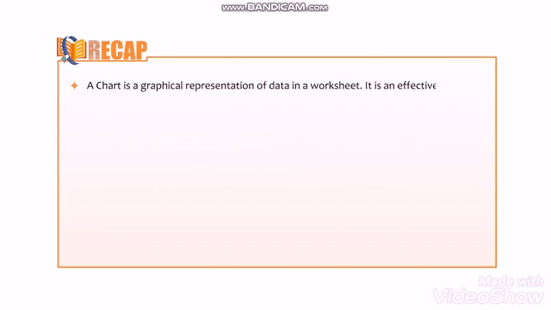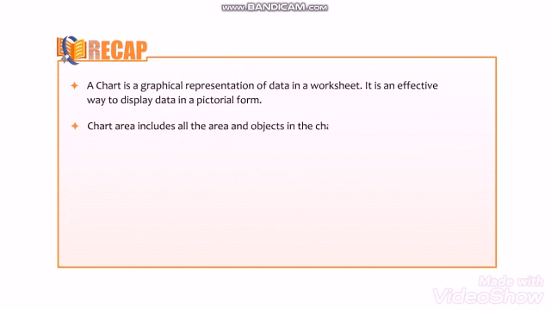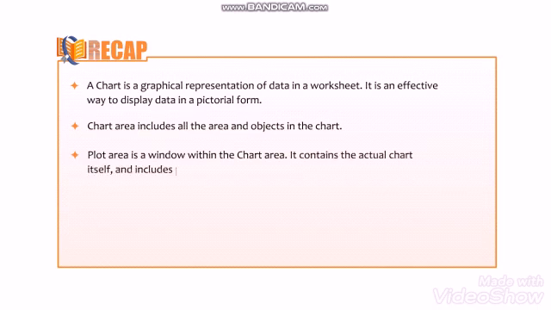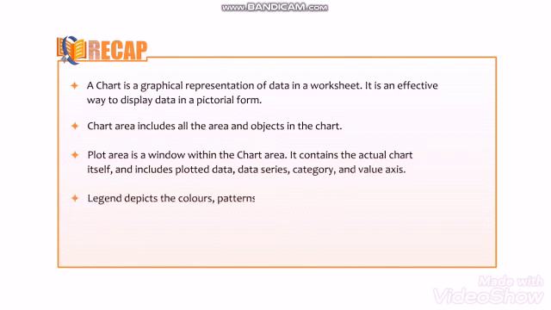Okay students, let us take a recap of this chapter. A chart is a graphical representation of data in a worksheet. It is an effective way to display data in a pictorial form. Chart area includes all the area and objects in the chart. Plot area is a window within the chart area. It contains the actual chart itself and includes plotted data, data series, category and value axis. Legend depicts the colors, patterns or symbols assigned to the data series. It helps to differentiate the data.